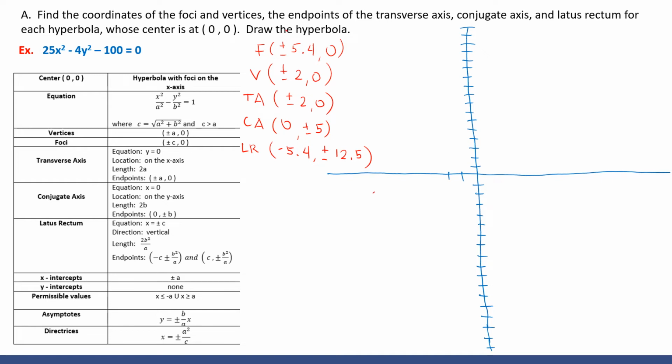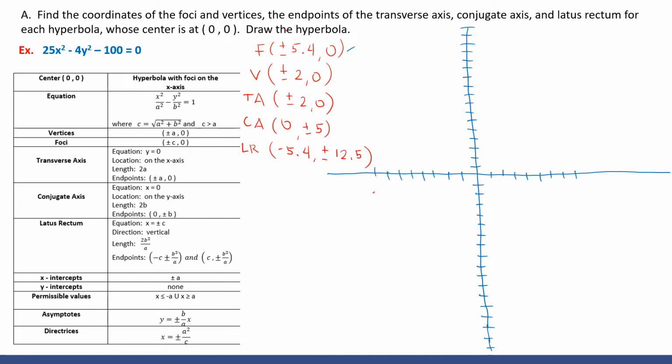1, 2, 3, 4, 5, 6, 7, 8. On the other side, 1, 2, 3, 4, 5, 6, 7, 8. So assuming na siya ay equidistant. Now, we have foci plus minus 5.40 from the origin.